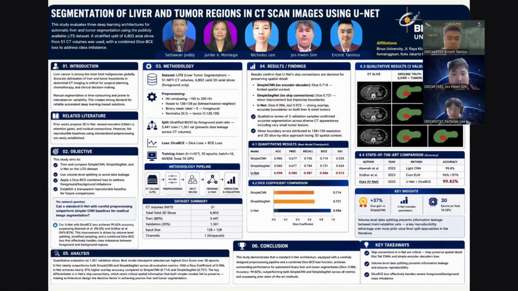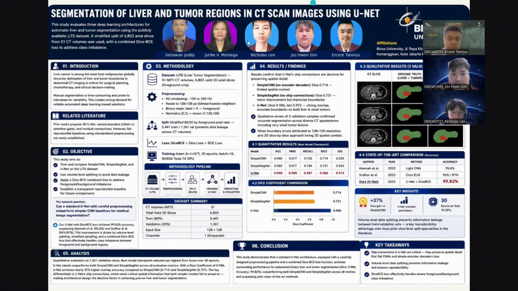For the objective, this study aims to compare the performance of Simple CNN, Simple SegNet, and UNET for liver and tumor segmentation on the LiTS dataset. It also investigates the effectiveness of Dice BCE loss in handling class imbalance and establishing a reliable baseline for future research. The research question is, can a standard UNET with proper preprocessing outperform Simple CNN-based architectures for medical image segmentation?